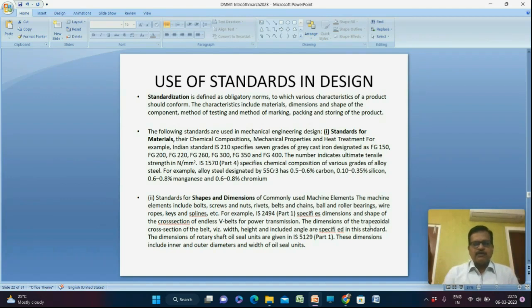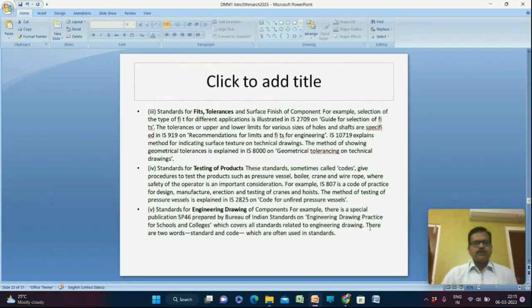The dimensions of the rotary shaft oil seal are given in IS 5129. These dimensions include inner and outer diameter and width of the oil seal unit. Standards for fits, tolerances, surface finish. The selection of type of fit for different applications. Guide for selection of fits.